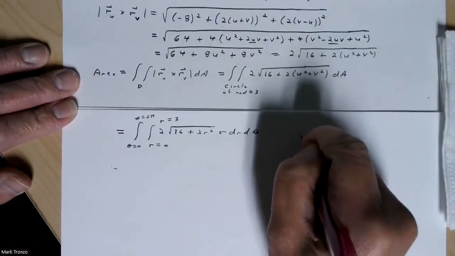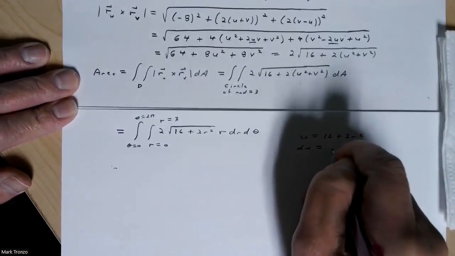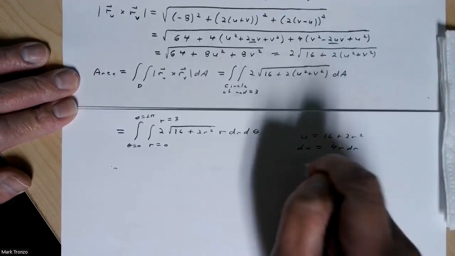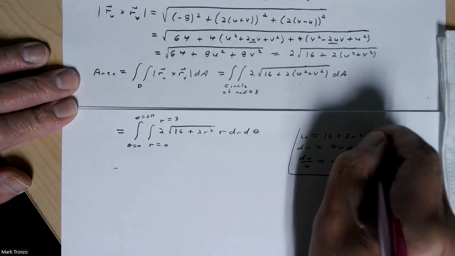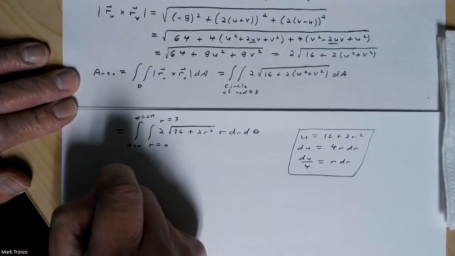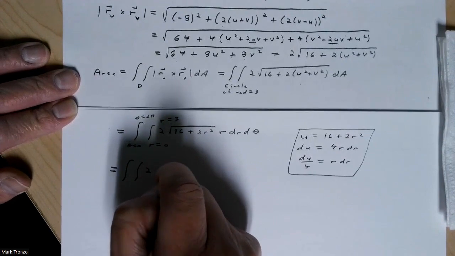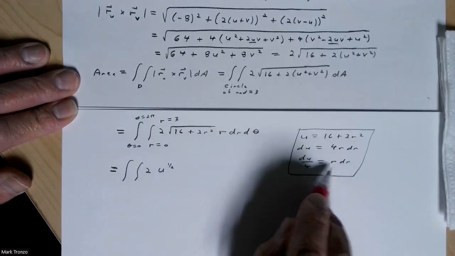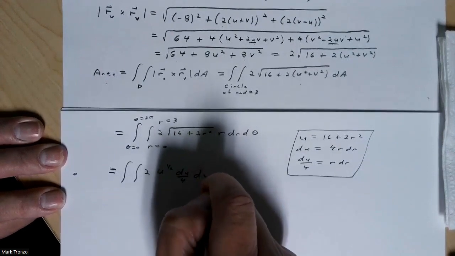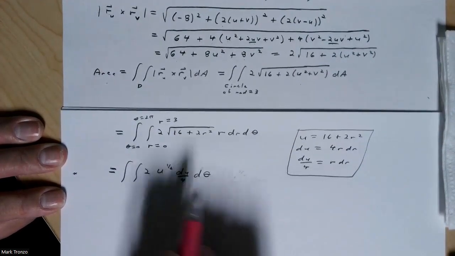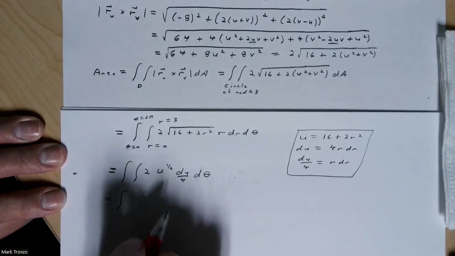And now here we can use u substitution. The derivative du is 4r dr. So du over 4 is r dr. Those will end up being our substitutions. We have u to the 1/2, and we're replacing r dr with this, and we still have the d theta. So I made the substitutions. Now we'll integrate this. And notice we have 2 over 4. That's just going to be a half.